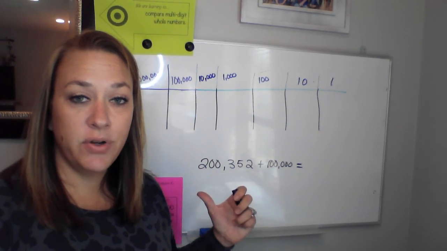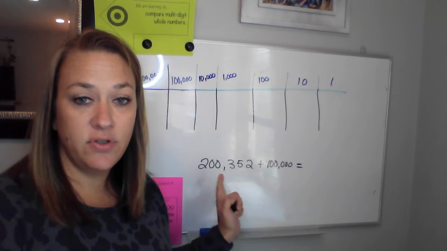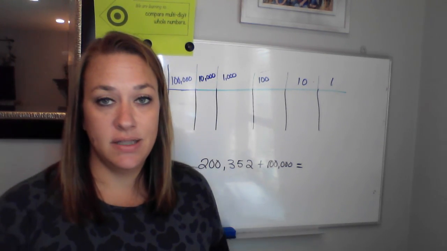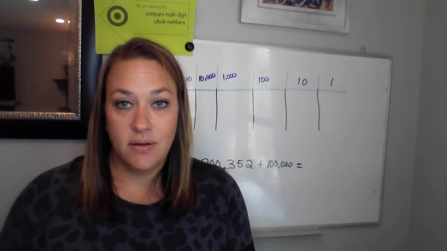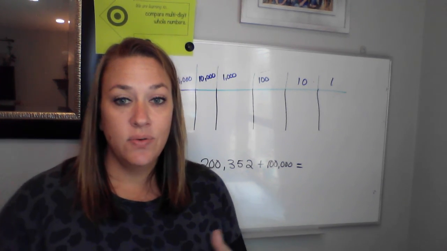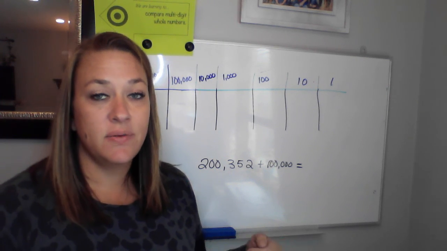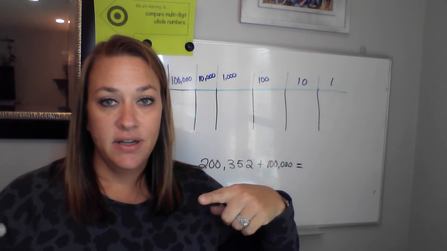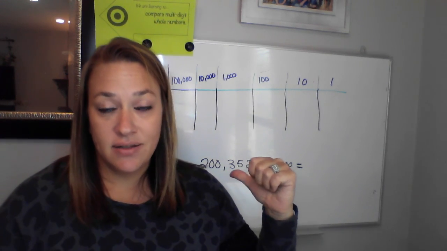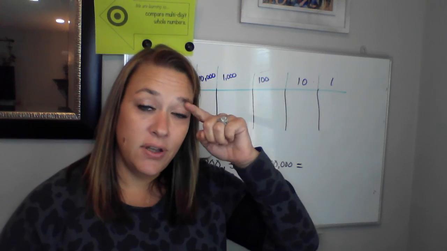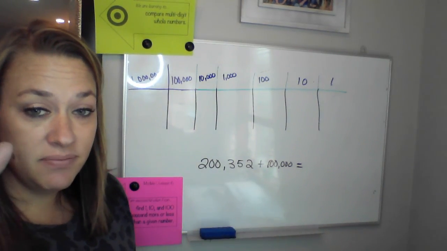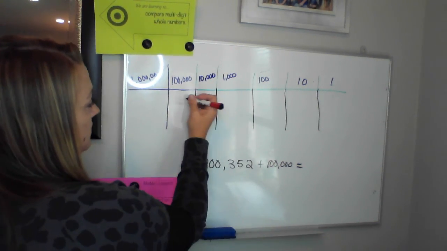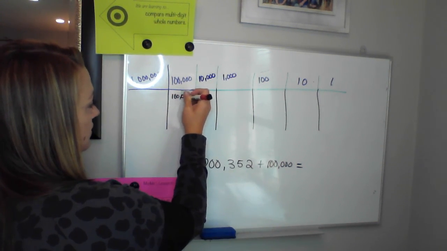Okay, so here we're going to work with 100,000. So I have 200,352 plus 100,000. So we're wanting to know what's 100,000 more than 200,352. So I want you to think about that in your head for a second. Visualize that happening on the place value chart. And I bet you could get the answer before I even get done writing it. So let's see if you think about it. What would that look like as we add our 100,000s? And we'll see if you got it correct.